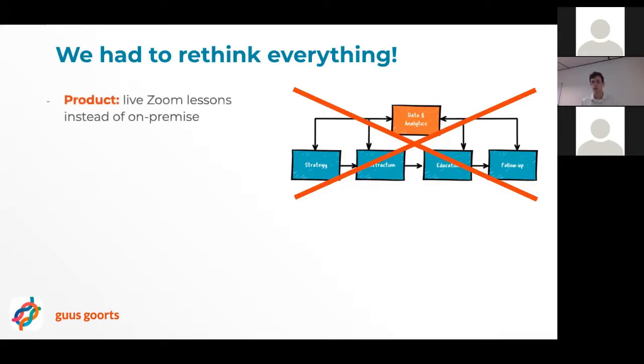So we changed the product. We started to advertise live Zoom lessons instead of on-premise lessons. We started to show ads for different keywords, like when people were searching for Learn Mandarin online, for example. We included those, whereas previously we weren't targeting that group of people because that's not what we offer.